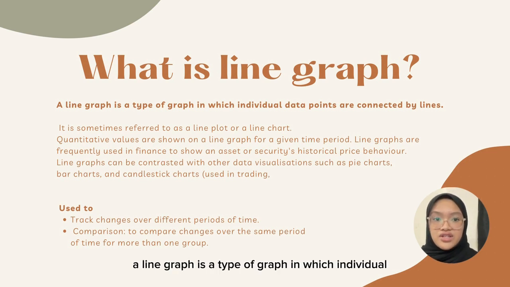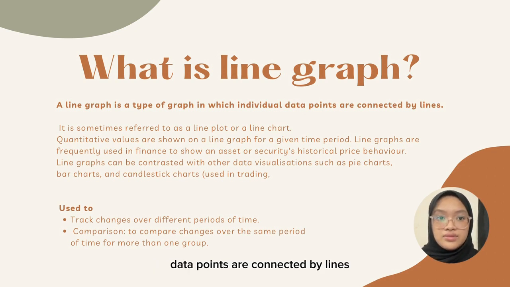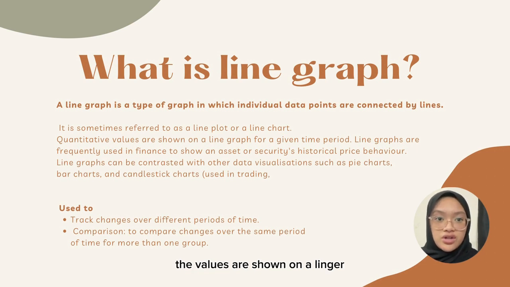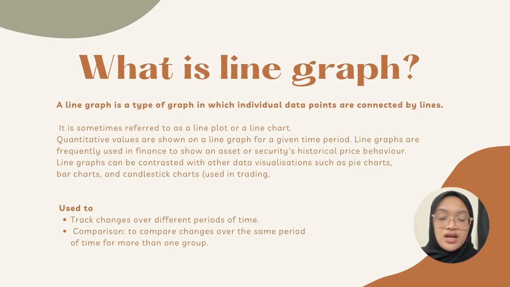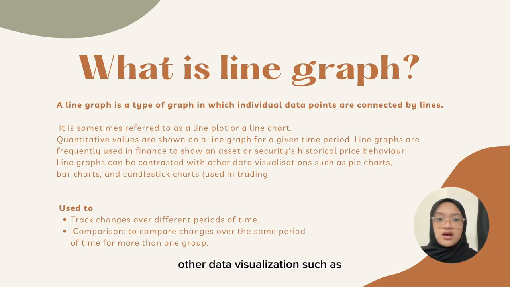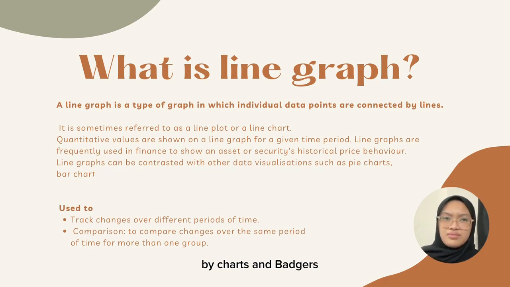A line graph is a type of graph in which individual data points are connected by lines. It is sometimes referred to as a line plot or a line chart. Quantitative values are shown on a line graph for a given time period. Line graphs are frequently used in finance to show an asset or security's historical price behavior. A line graph can be contrasted with other data visualizations such as pie charts and bar charts.